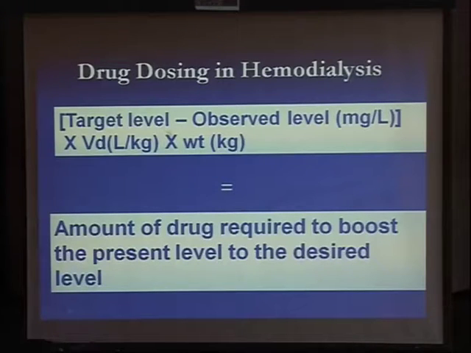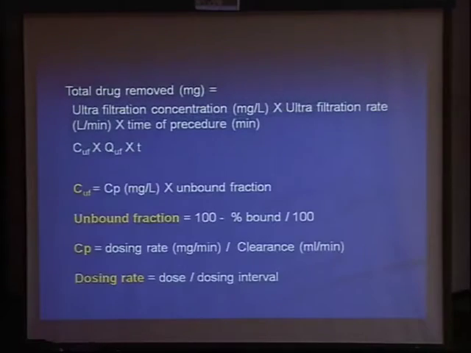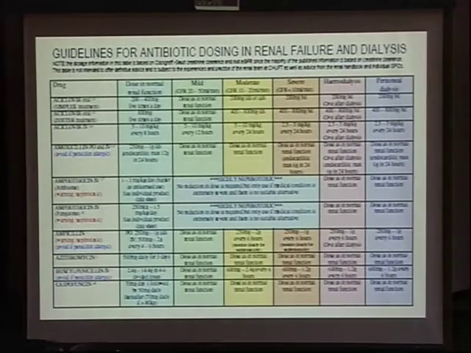So you can subtract the observed level from the target level, and you multiply by the volume of distribution and the weight of the patient. Forget about the equations. You will have at the end guidelines for use in those patients. And here it shows an example of antibiotics, for instance.